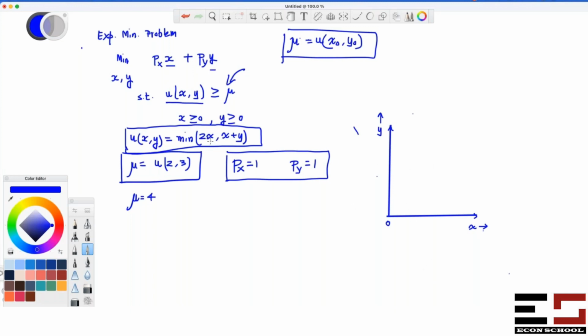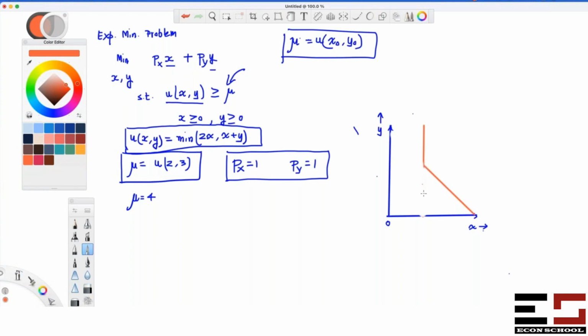So x is 2. Then x plus y is 4. And then of course, is everybody getting this as the indifference curve corresponding to 4 level of satisfaction? Yes.